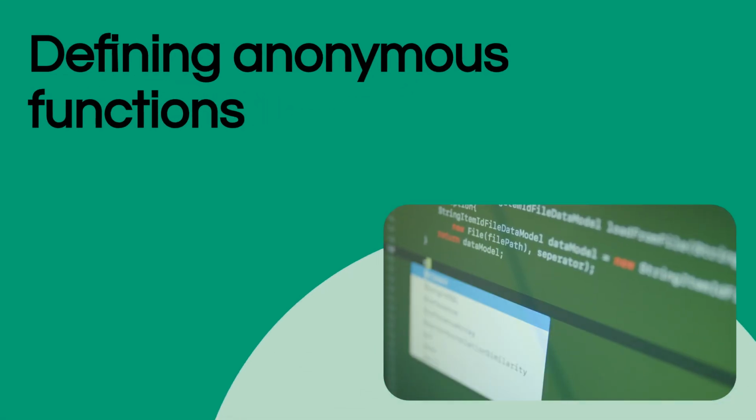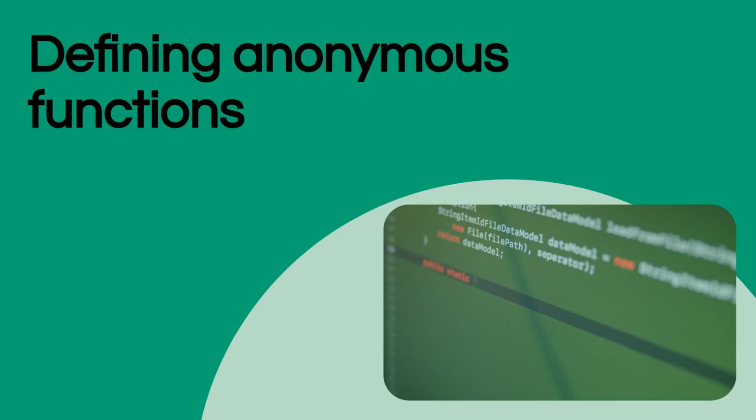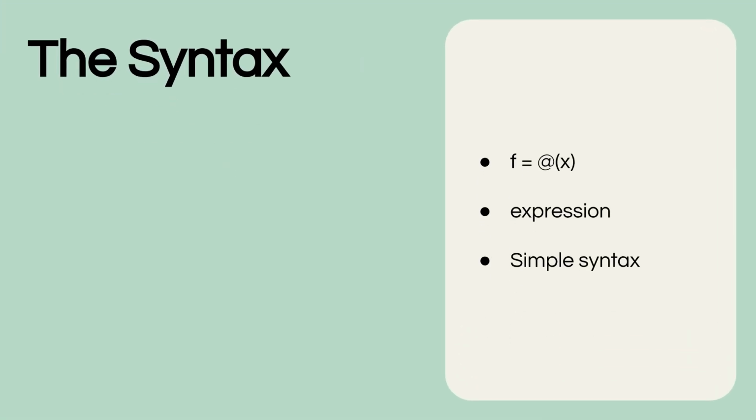Anonymous functions are simple, single-expression functions that don't need a formal name or file to be stored. To define one, you assign it to a variable, which then becomes the function handle. The core syntax is simple. Start with the variable name, then the @ symbol, followed by arguments in parentheses, and finally, the expression.